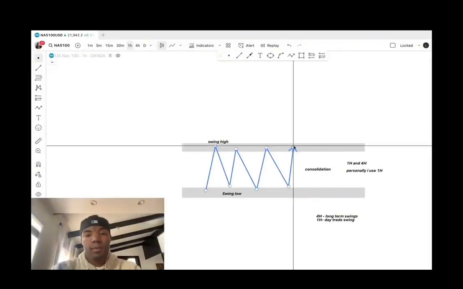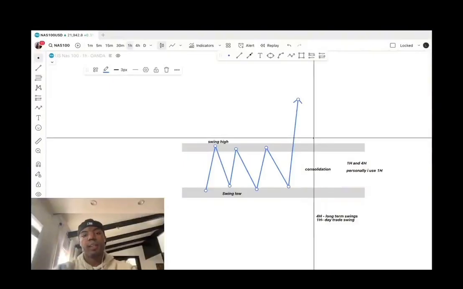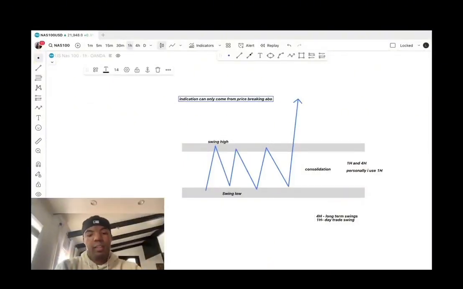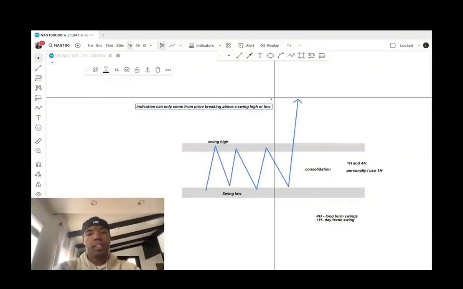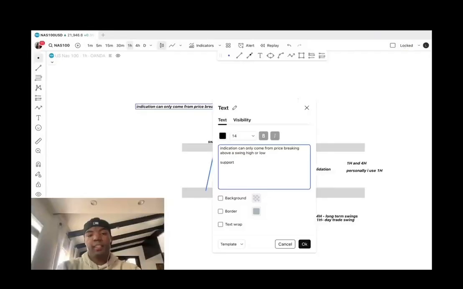So with all this being said, remember yesterday we talked about indication, but I'm gonna touch back up on it again. An indication can only come from price breaking above a swing high or low. In most cases, most people will call this support and resistance, but I try not to teach that word because when people think of support and resistance, they think, oh, as soon as price gets to the support buy, or as soon as price gets to the resistance sell. And that's not always the case.